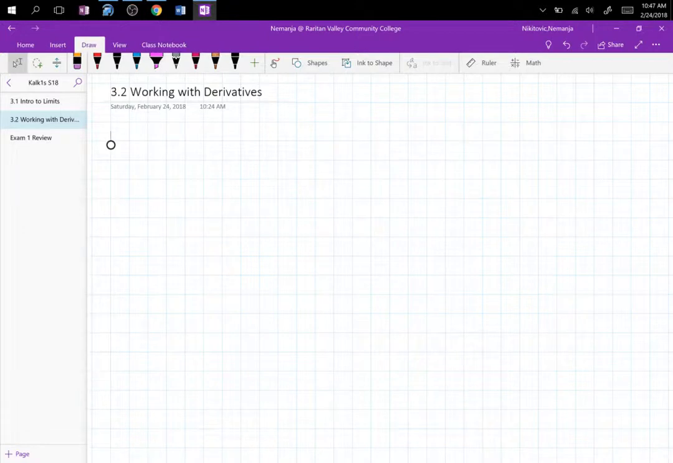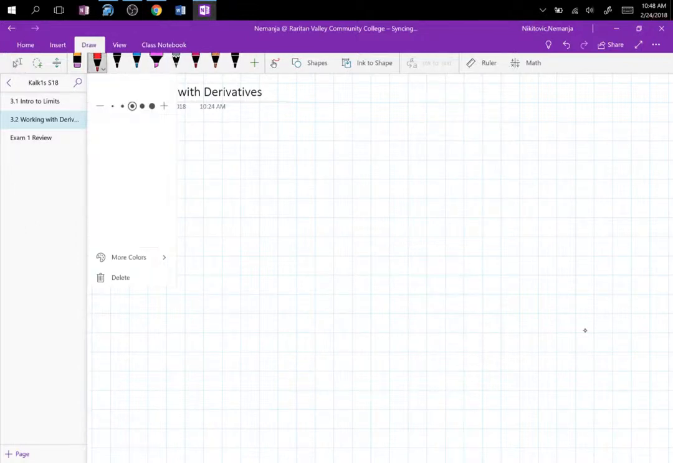Hello and welcome back to Calculus 1, section 3.2, working with derivatives. Working with derivatives, not too happy with the title, but maybe it would be better as the graphical representation and connections between the function and the derivative.